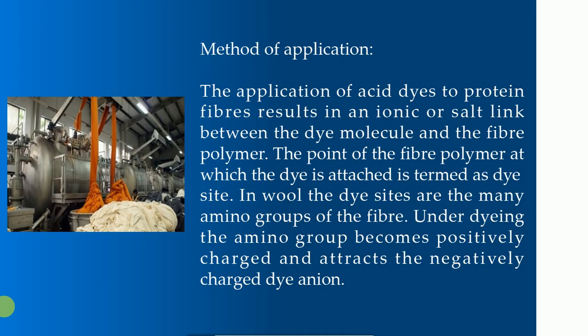Method of application. The application of acid dyes to protein fibers results in an ionic or salt link between the dye molecule and the fiber polymer. The point of the fiber polymer at which the dye is attached is termed the dye site. In wool, the dye sites are the many amino groups of the fiber. Under dyeing, the amino group becomes positively charged and attracts the negatively charged dye anion.